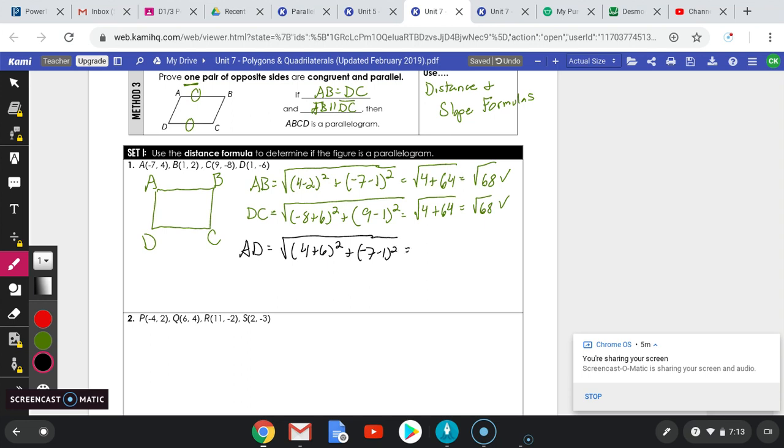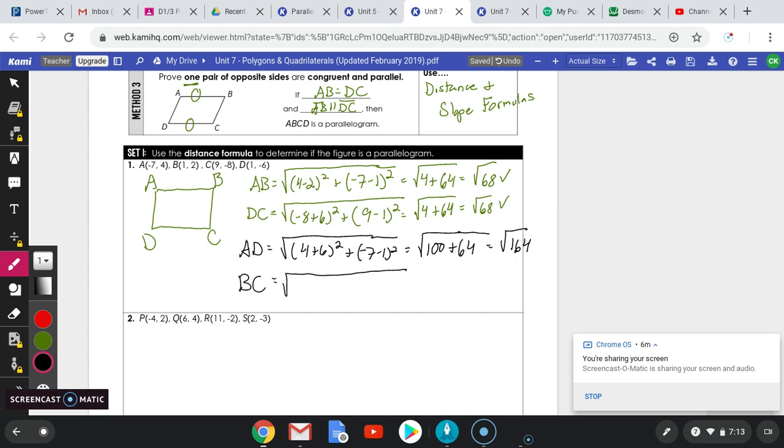4 plus 6 is 10 squared. Ooh, a little delay there. Squared would be 100. -7 minus 1 squared is -8, and then 64. The square root of 164. Now I gotta do BC.